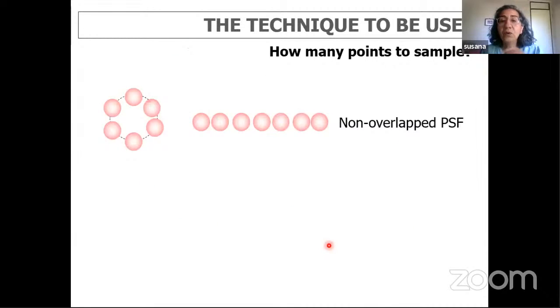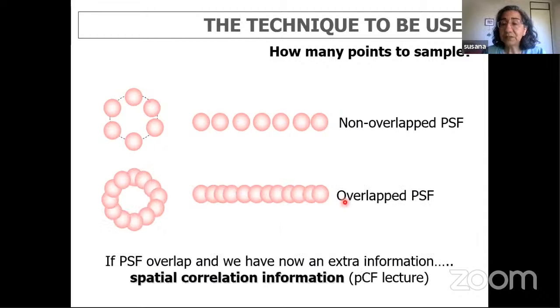So how many points do we sample in this circle? Well, we can do it two ways. We can do no overlapping PSF. And in that case, we will get a carpet where this row will be separate from this row, separate from this row, but we will get that. In our case, this will be okay. Or we can do overlapped PSF.